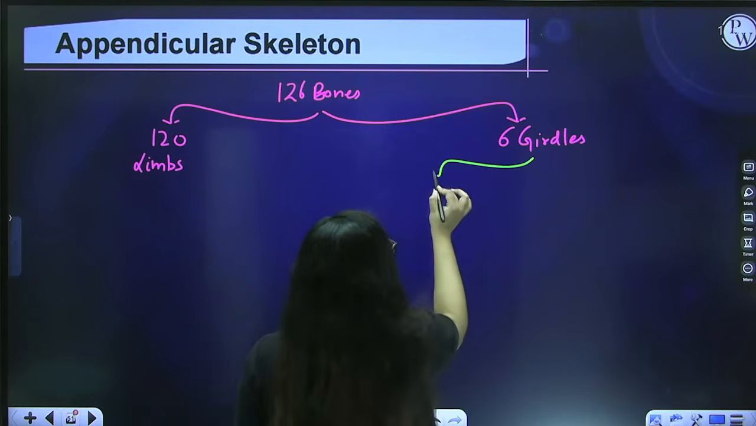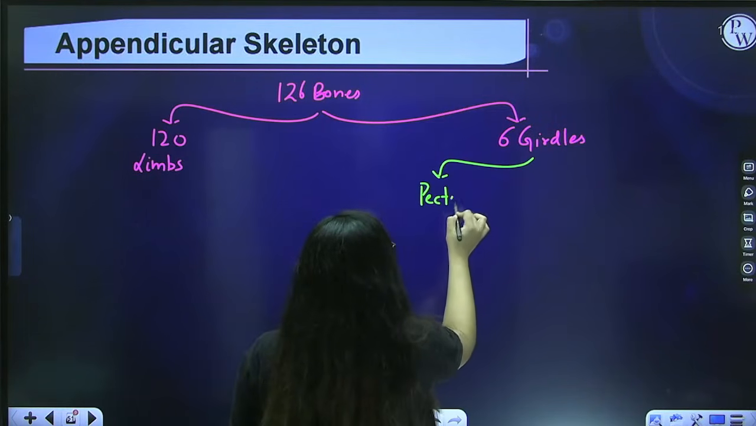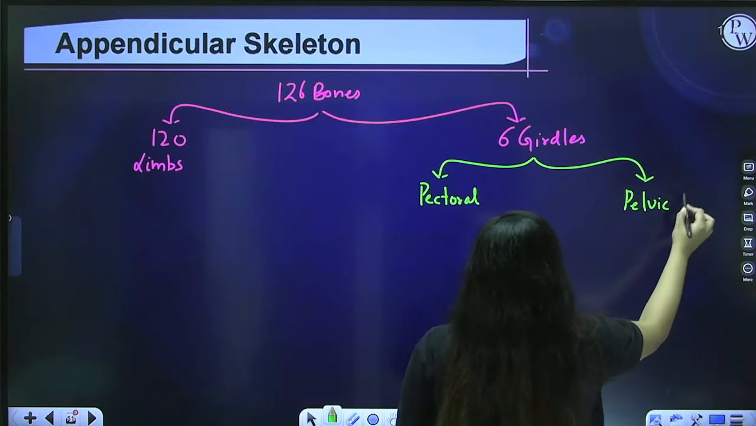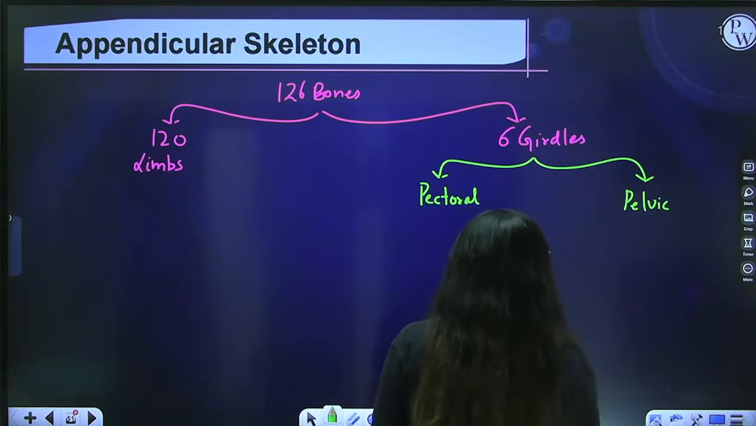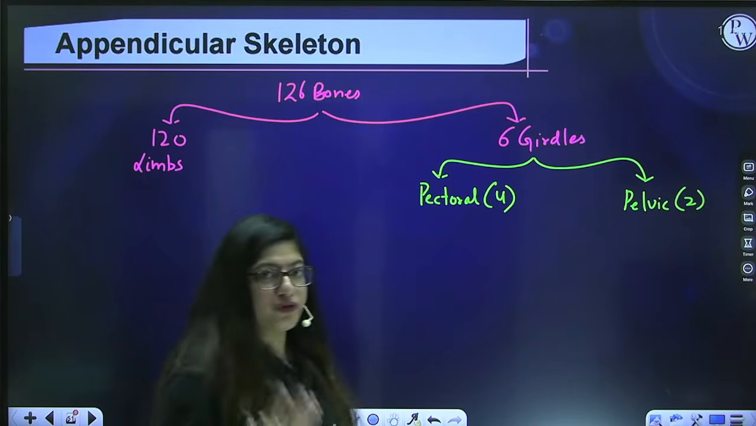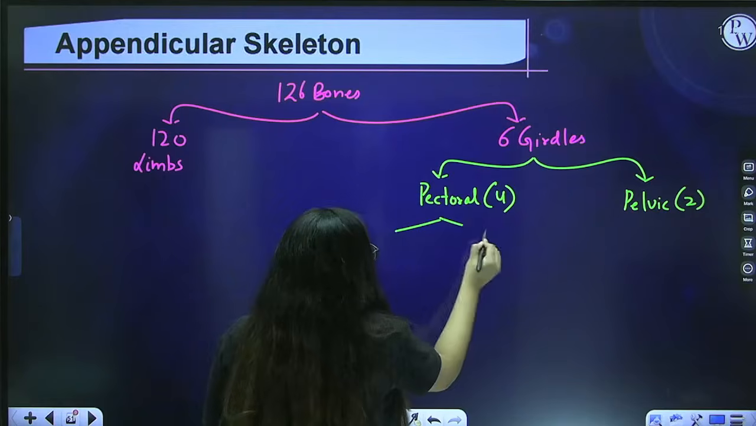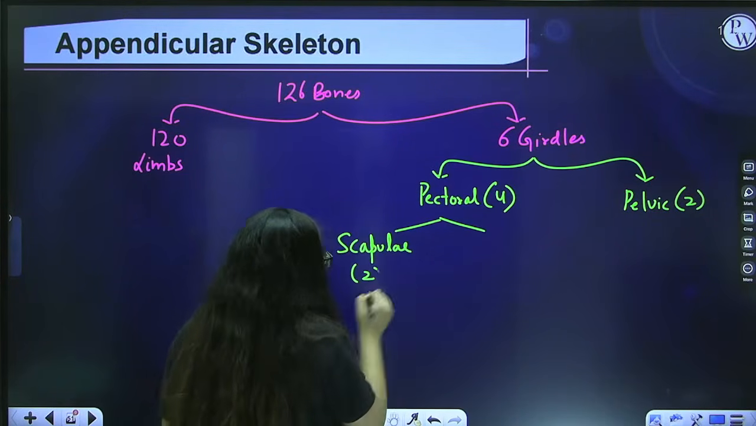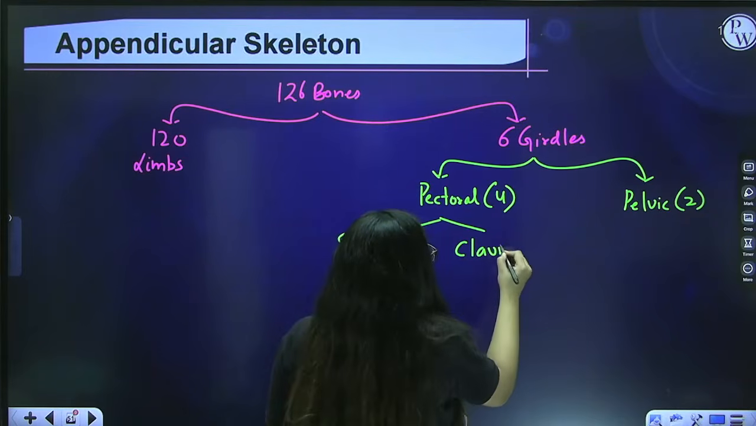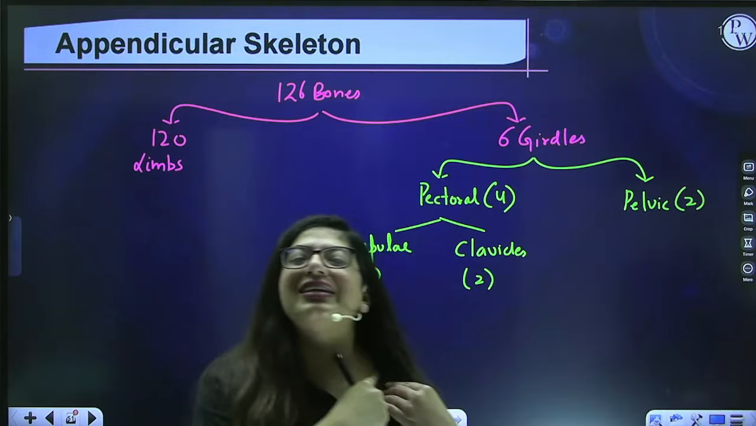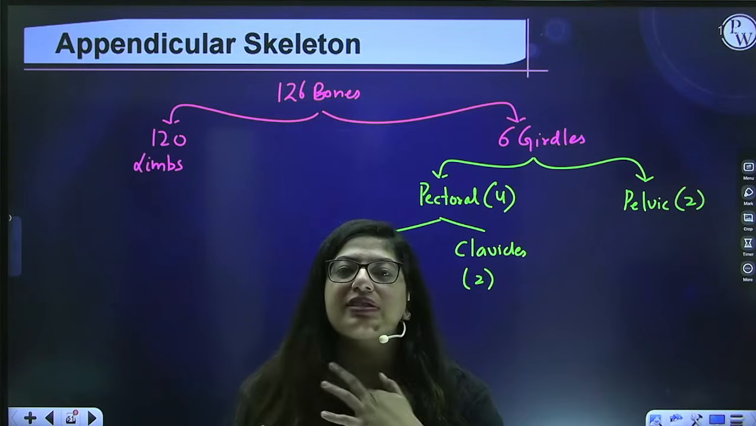Girdles of the upper body are the pectoral girdles. The girdle of the lower body is the pelvic girdle. Pelvic girdle is made up of just 2 bones, and pectoral is made up of a total of 4 bones. Pectoral has 2 types of bones: scapulae, which are 2 in number, and clavicles, which are also 2 in number. Clavicles are your collarbones. These ones, they are 2 in number. Yes, you can see that there are two.